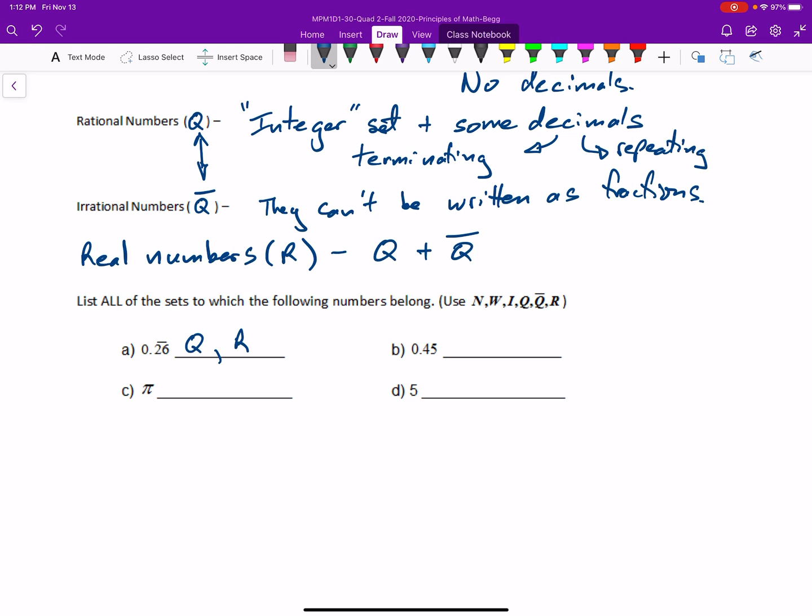Not repeating. That's still a rational number. Again, not an integer, a whole number, or a natural number. And it can't be both Q and Q bar. So as soon as I put Q down, I know that Q bar is out. But again, it's going to be real numbers.